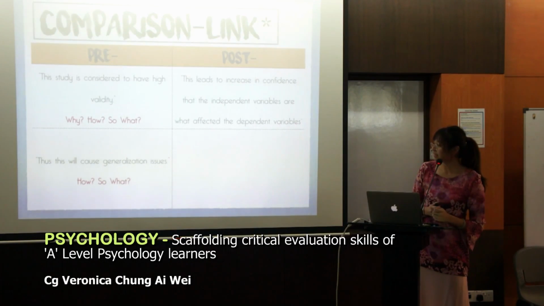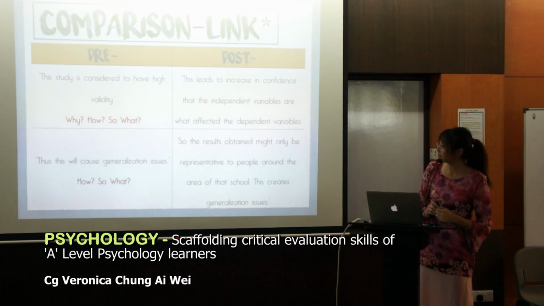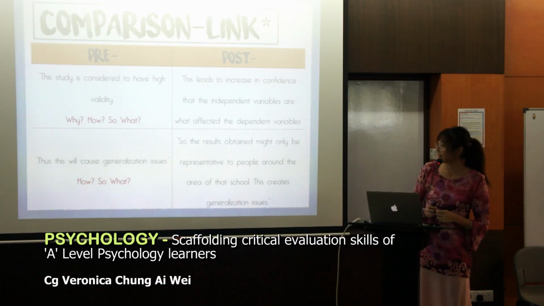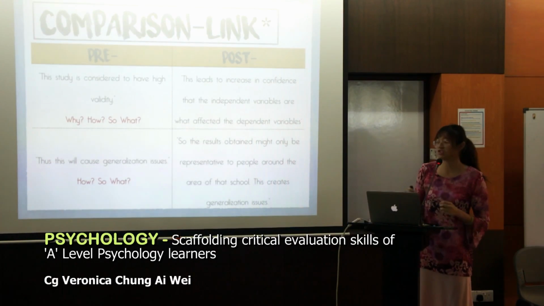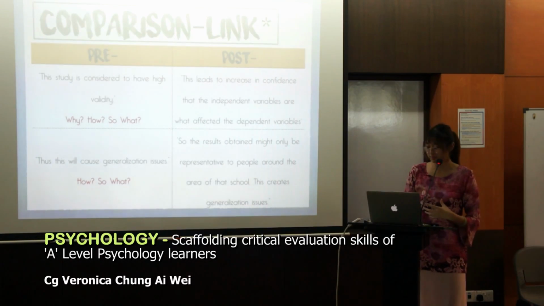Another student says, thus this will cause generalization issues. How does it cause generalization issues? So what if it causes generalization issues? What does it tell us? After that, they were able to elaborate again: the results obtained might only be representative of people around the area of that school. This creates generalization issues. They were able to bring together their ideas.